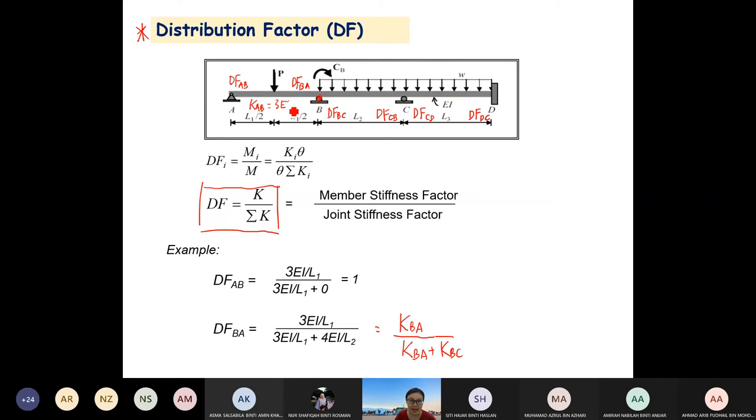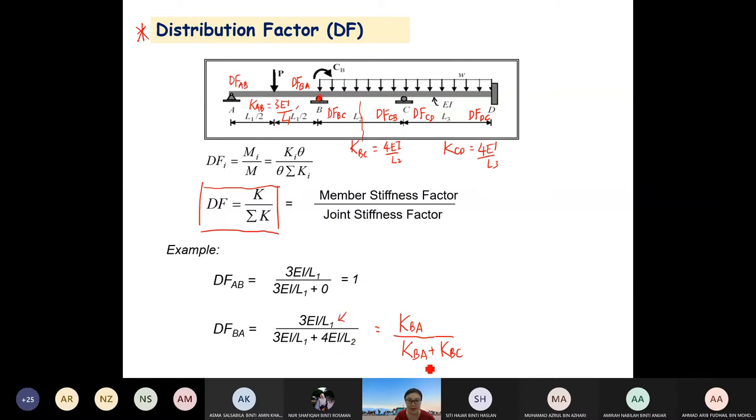Is 3EI over L1, right? So for this KBC or KCB, I don't write too much. Okay, here, it'll be 4EI over L2. KCD or KDC, there will be 4EI over L3. Therefore, here, if you can see that KBA is actually KAB as well, so it'd be 3EI over L1. Just put it here.